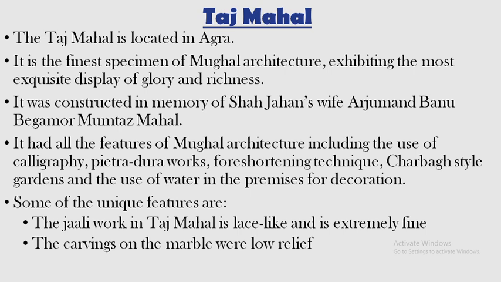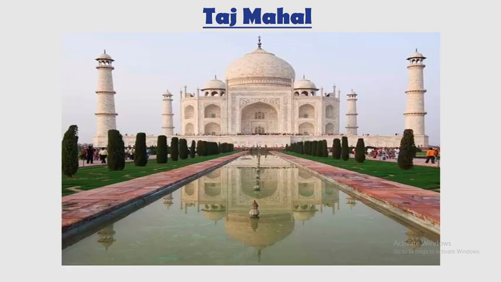It had all the features of Mughal architecture, including the use of calligraphy, pietra dura works, foreshortening technique, charbagh style gardens, and the use of water in the premises for decoration. Some of the unique features are that the jali work in the Taj Mahal is lace like and extremely fine. The carvings on the marble were low relief. So this is our Taj Mahal. You can see the charbagh in front of the Taj Mahal and the minarets and the domes, etc.